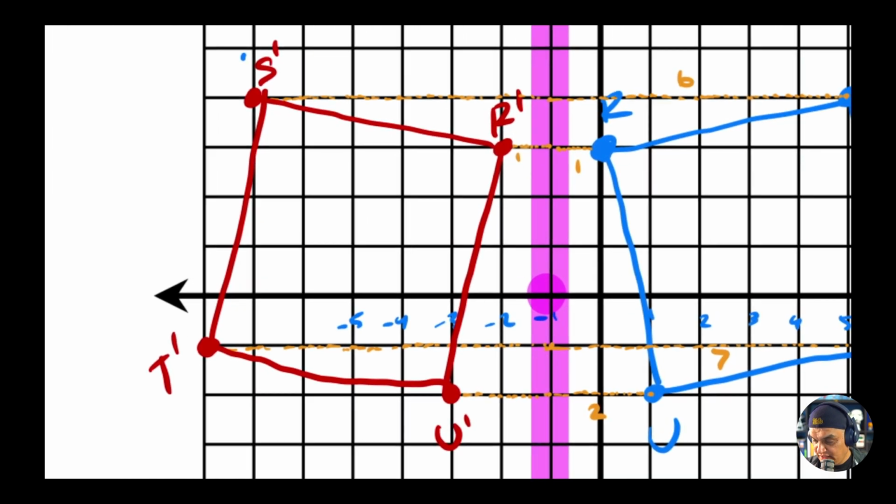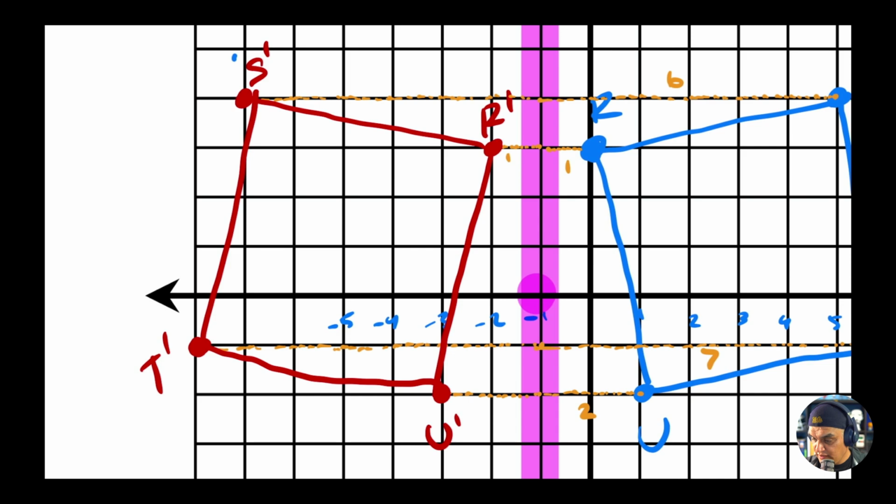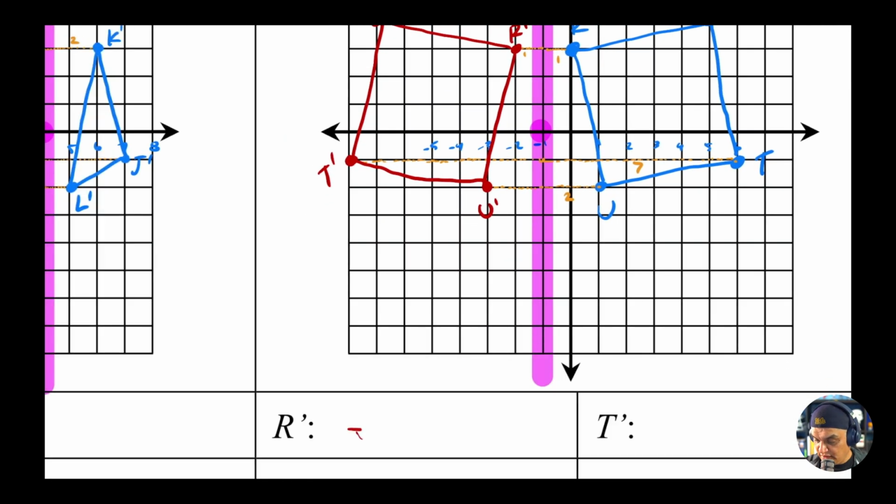And if you want to check here, R prime, start at the origin. Don't start at the pink line. When we're doing coordinates, you don't start at the pink line. You start at the origin, at the regular XY axis. And I go backwards 1, 2, and then up 1, 2, 3. So the coordinates of R prime is negative 2, 3.